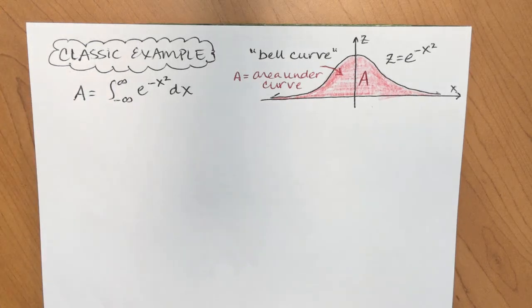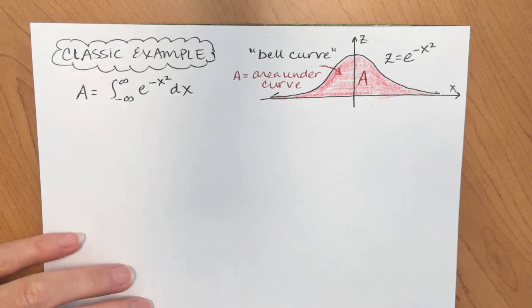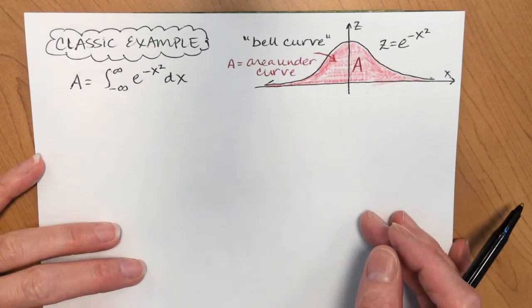Okay, today we are going to look at a classic example of integration using polar coordinates. Actually, double integration using polar coordinates. So we are going to find the area under this bell curve, z equals e to the negative x squared. And this is a curve that comes up often in statistics.